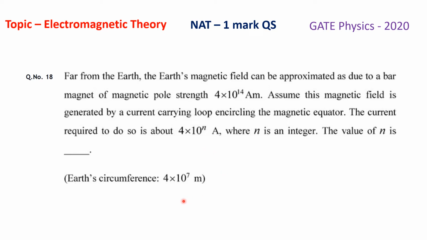One piece of information given in this question is that Earth's circumference is 4 × 10^7 meter. Now let us see how to solve this problem.